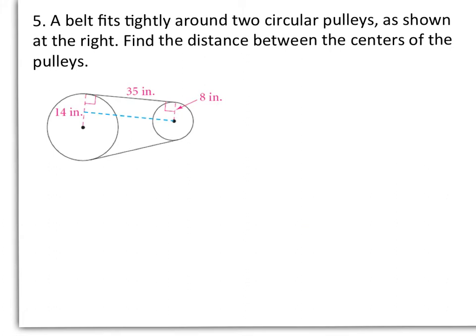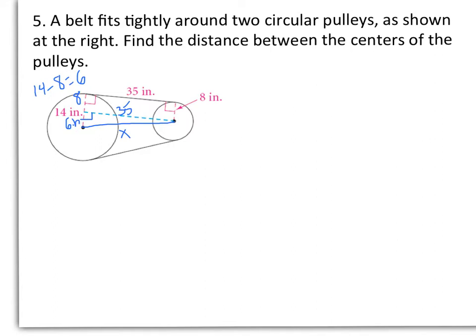Number 5 says a belt fits tightly around two circular pulleys, as shown at the right. Find the distance between the centers of the pulleys. Okay, so I'm going to draw in the length that we're looking for. So we have a right triangle formed. Here's my right angle. They gave us a rectangle, so I know this side is 8. This side is also 35. If I take 14 minus 8 to get 6, that would be this length right here. And we're looking for the distance between the two centers of the pulleys. So I'm going to call that x.